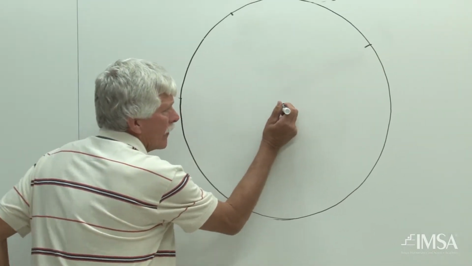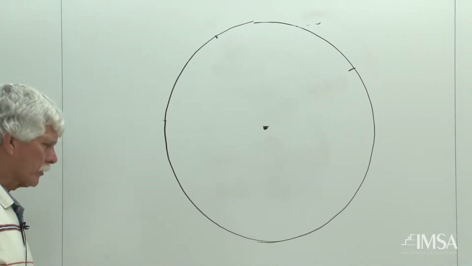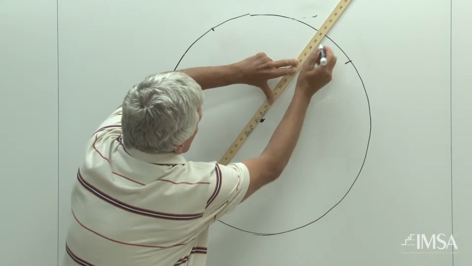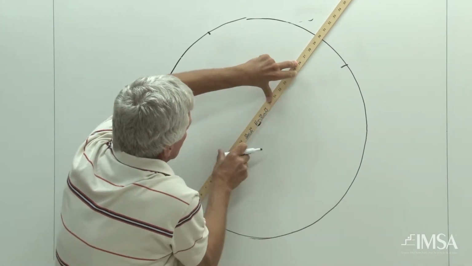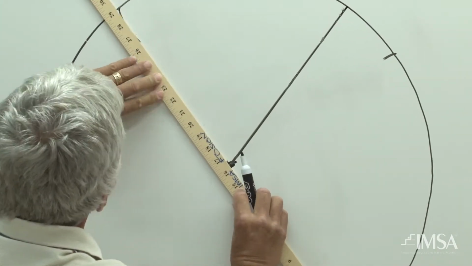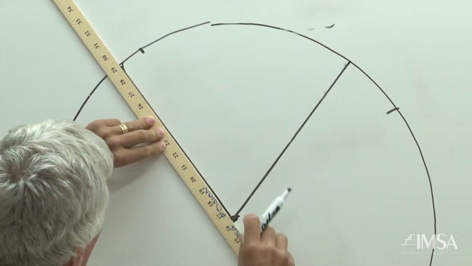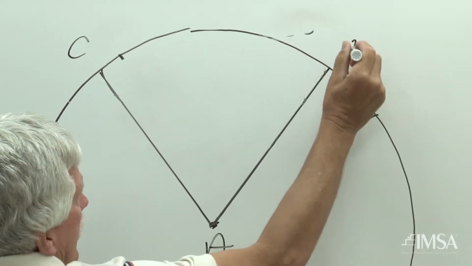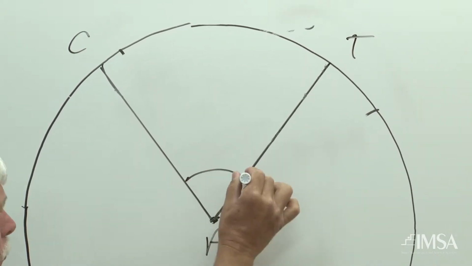We're going to look at central and inscribed angles. A central angle, by definition, has its vertex here at the center of a circle. So we're going to draw a central angle, and we're going to label this angle CAT. And here's our central angle.